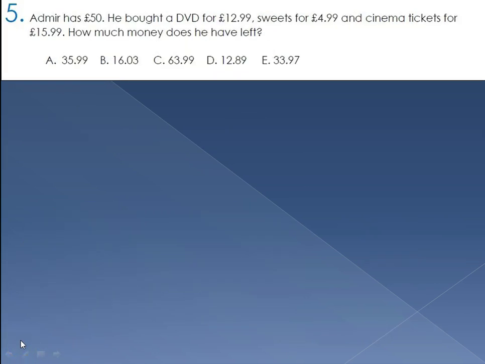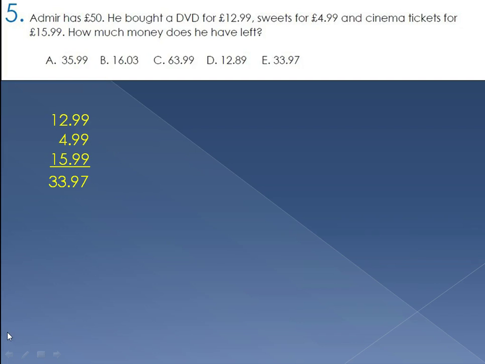It says Admir has £50. He bought a DVD for £12.99, sweets for £4.99 and cinema tickets for £15.99. How much money does he have left? Okay, so we need to add up what he's bought first. £12.99, £4.99 and £15.99, which is £33.97. Now, that's how much he spent.